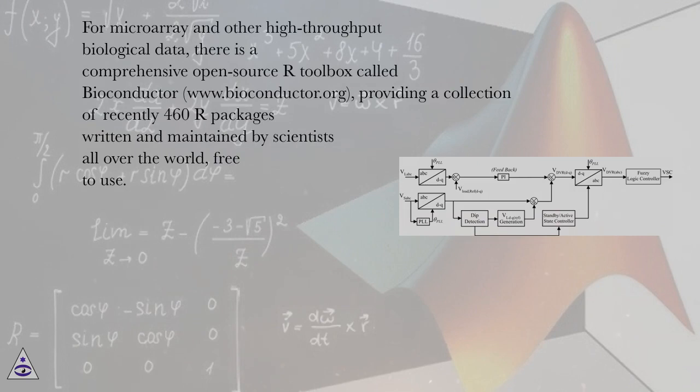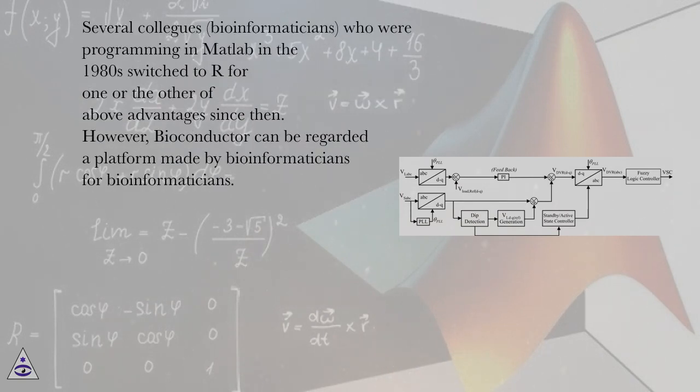For microarray and other high-throughput biological data, there is a comprehensive open-source R toolbox called Bioconductor, www.bioconductor.org, providing a collection of recently 460 R packages written and maintained by scientists all over the world, free to use. Several colleague bioinformaticians, who were programming in MATLAB in the 1980s, switched to R for one or the other of above advantages since then. However, Bioconductor can be regarded a platform made by bioinformaticians for bioinformaticians.